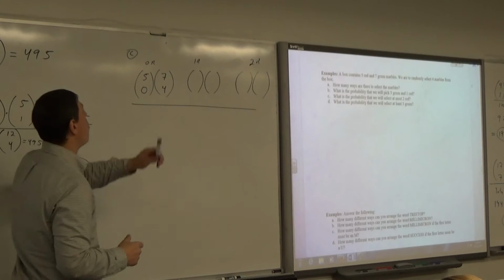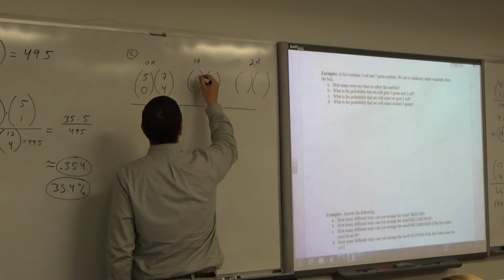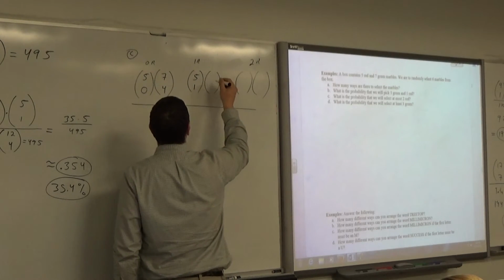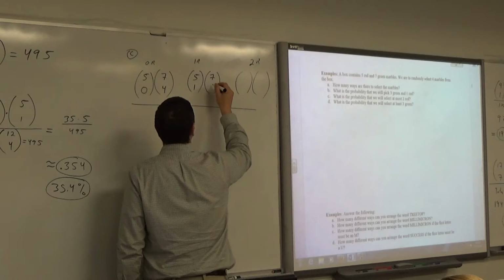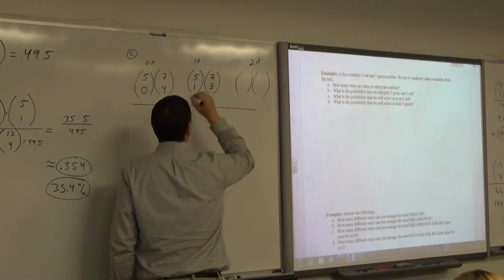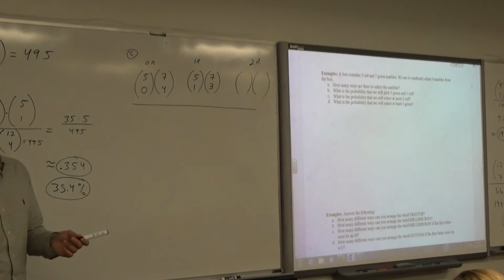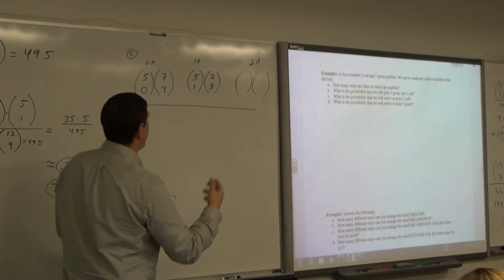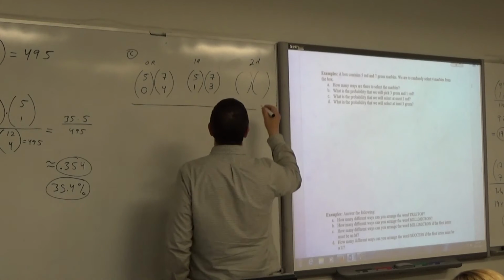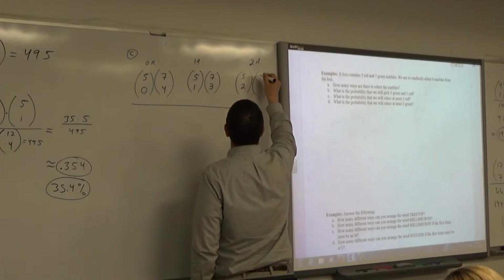Okay? For 1 red, that would be 5, 1. And instead of 7, 4, it would be 7, 3. Right, guys? Okay. And then once you see that, then the rest of it's easy, right? You just keep going up on the reds, down on the greens. So it would be 5, 2, 7, 2.